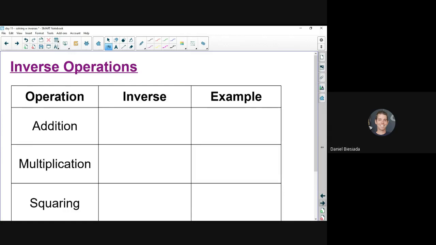Now, the first operation we'll mention is one that we just did, which is addition. The inverse of addition would, of course, be subtraction. And we saw that in the first example that we did. If we had x plus 8 equals 10, we would subtract 8 from both sides because subtracting 8 is the opposite of adding 8. And we're left with x equals 2.